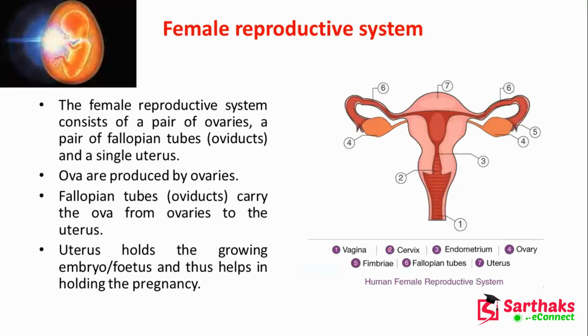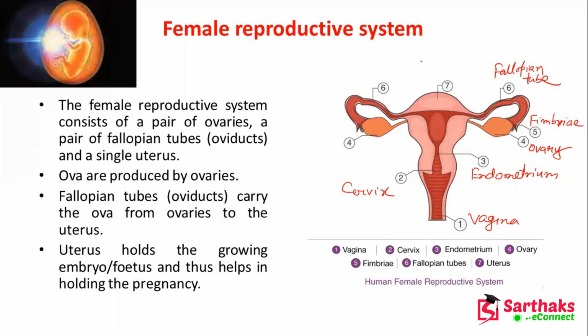Now the female reproductive system. Here you can see the vagina, the cervix, the endometrium, the ovary, the fimbriae, the fallopian tube, and here also the fallopian tube, and this is the uterus.